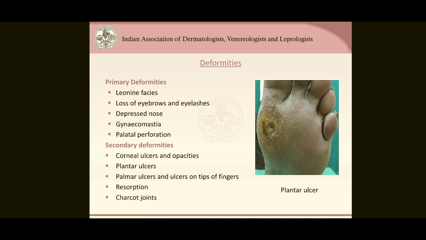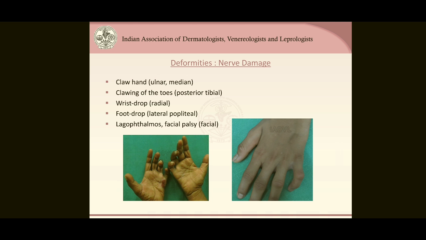Gynecomastia, it usually happens as a complication of epididymo-orchitis. Palatal perforation. The secondary deformities are corneal ulcer and opacities, plantar ulcers due to the loss of sensation, palmar ulcers, ulcers on the tip of fingers, resorption of the fingers, Charcot joints. The picture you are seeing is a trophic ulcer. Deformities due to the nerve damage.